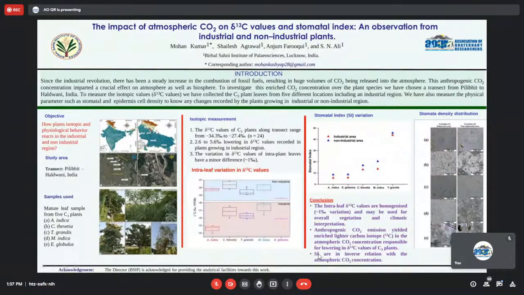We also measured the intra-leaf variation, and it is very homogeneous, because only around 1 per mil variation is available. So they can be used for overall vegetation and climatic interpretation, and anthropogenic CO2 emission yielded lighter carbon isotope in the atmosphere. So this affects the delta C13 of plants, and the increased CO2 concentration in the atmosphere lowers the stomatal index. So this is our basic study. Thank you.